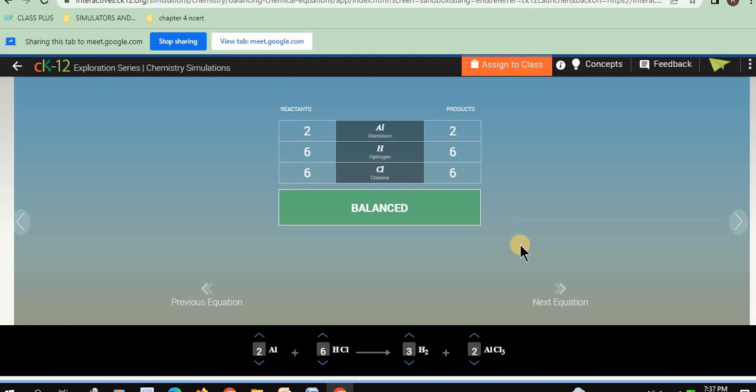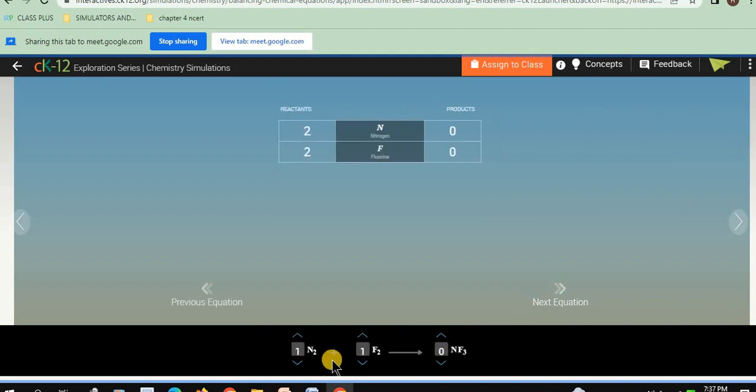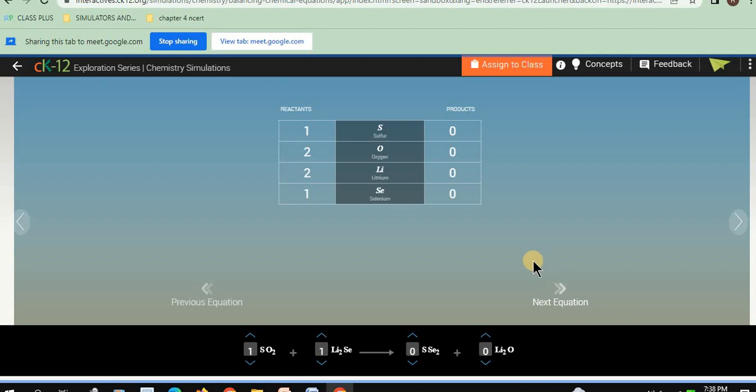See how we are going forward. The criticality of the balancing is increasing. Are you ready for that? Yes, sir. Okay, good. Let us go ahead. This is very easy. This is not critical. So we can say we have to balance 2 nitrogen, 3, 6 chlorine, 1, 2, 3. Okay, I think you will be able to do. We can move ahead. Let us do this question.